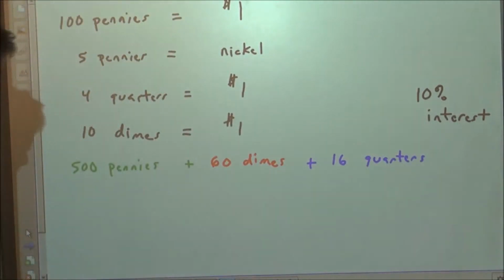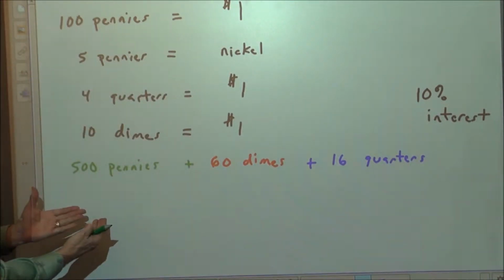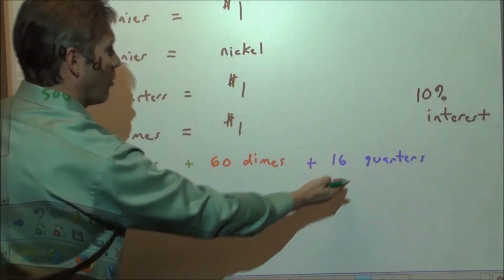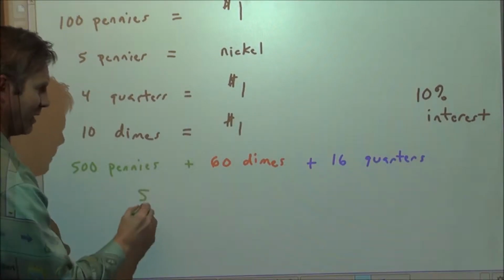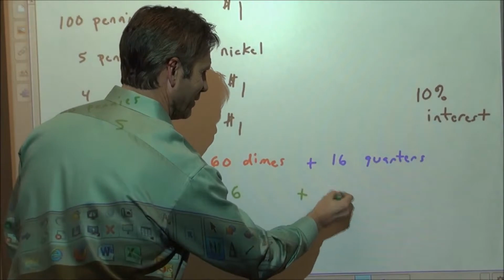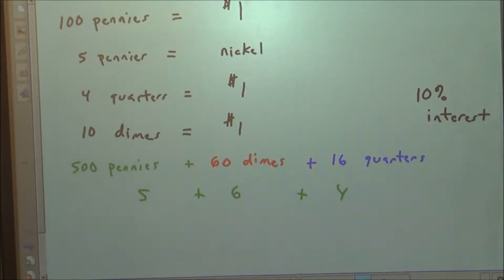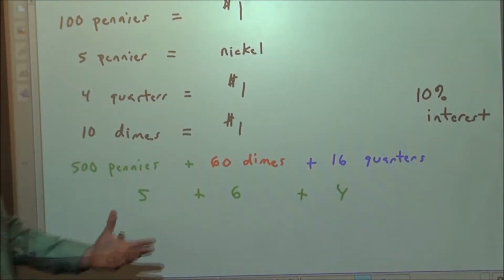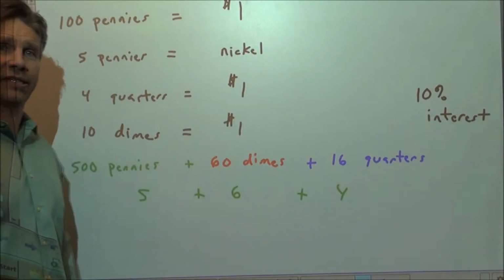Well, I think what I'm really saying is that I have 500 pennies, that's $5. I have 60 dimes, that's $6, and I have 16 quarters, that's $4. So if I add $5 plus the $6 plus the $4, then what I'm saying is I got $15. And if I take $15 and put it in the bank, earning 10% interest, then I'm going to get $1.50 in interest the next year.